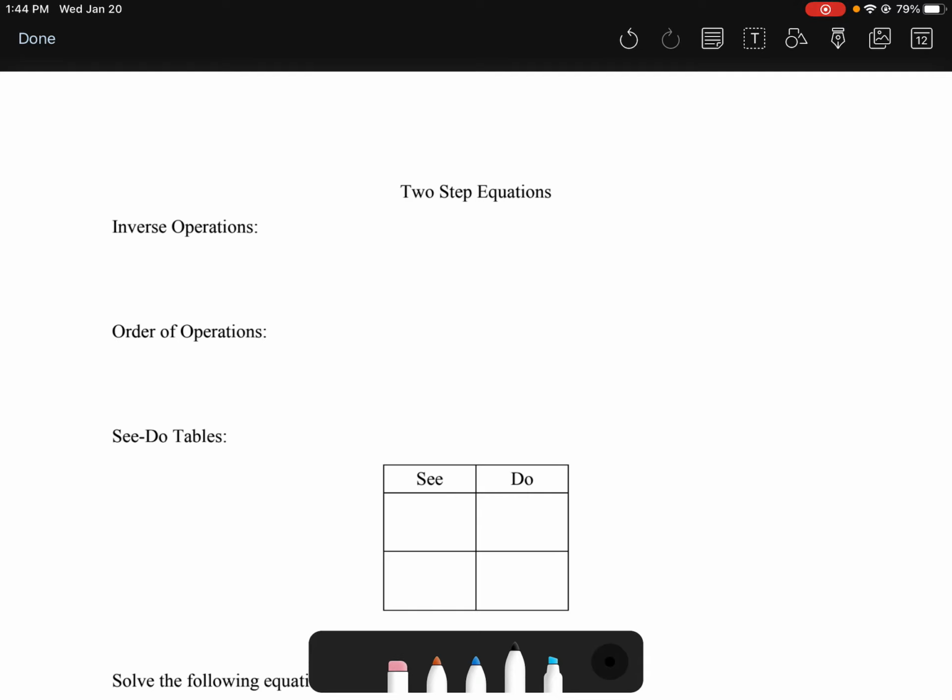Hey guys, today we're going to start talking about two-step equations. There are just two things that I want to go over first before we start doing two-step equations.